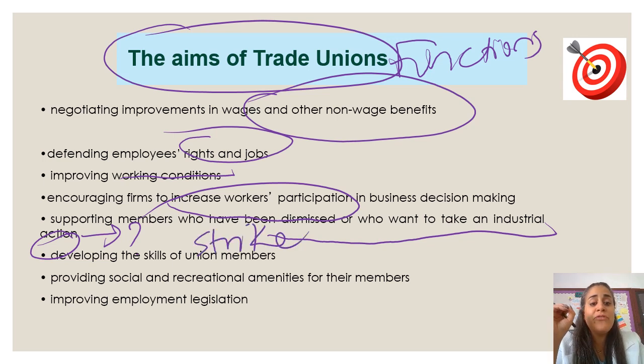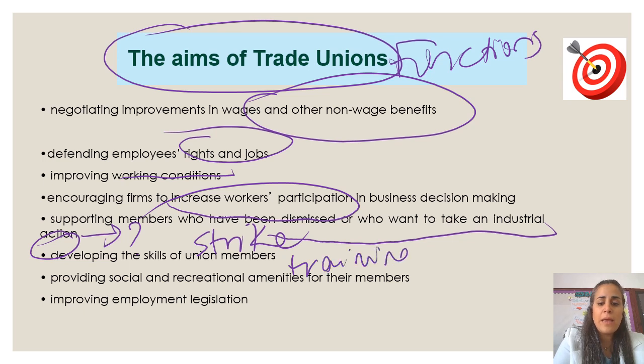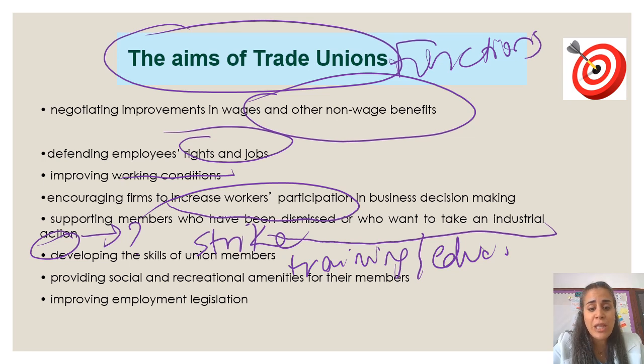Then I have developing the skills of union members. How do I develop the skills of workers? It is by providing training and education courses, and providing social and recreational amenities for the members. So for example, it could be by giving gym membership. So the company would provide us with these things.